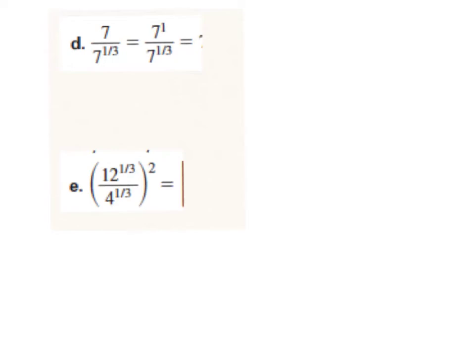Alright, so here what we have is 7 over 7 to the 1/3, and what we're showing is that 7 is really 7 to the first. So you really have 7 to the 1 minus 1/3. Well, that's the same thing as 7 to the 3/3 minus 1/3, because 1 is 3/3 when you create common denominators. So you end up with 7 to the 2/3.